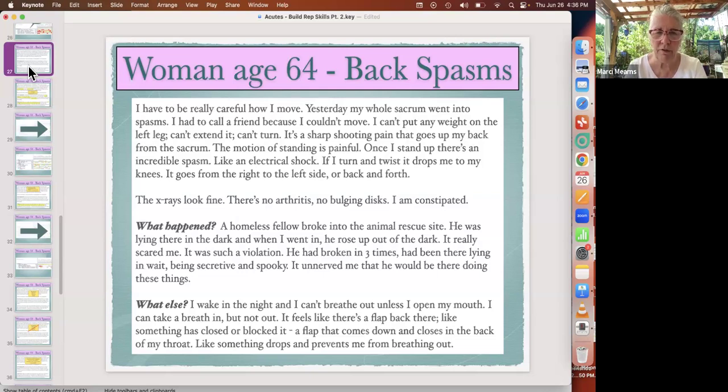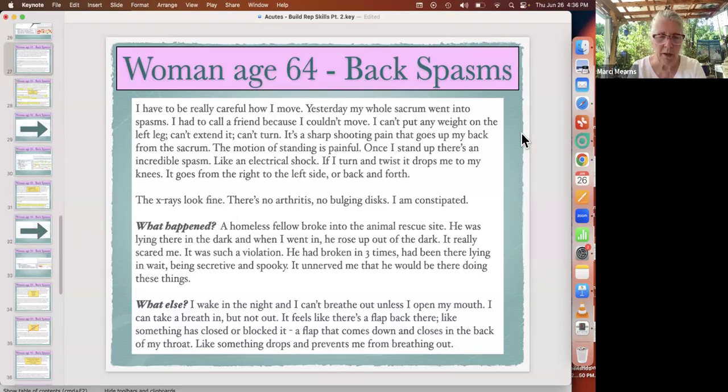She says the x-rays look fine. There's no arthritis, no bulging discs, and I'm constipated. Okay, so what happened? She works at the pet shelter, the animal rescue. A homeless fellow broke into the animal rescue site. He was lying there in the dark when I went in. He rose up out of the dark. It really scared me. It was such a violation. Apparently, he had broken in 3 times and had been there lying in wait, being secretive and spooky. It unnerved me that he would be there doing these things.